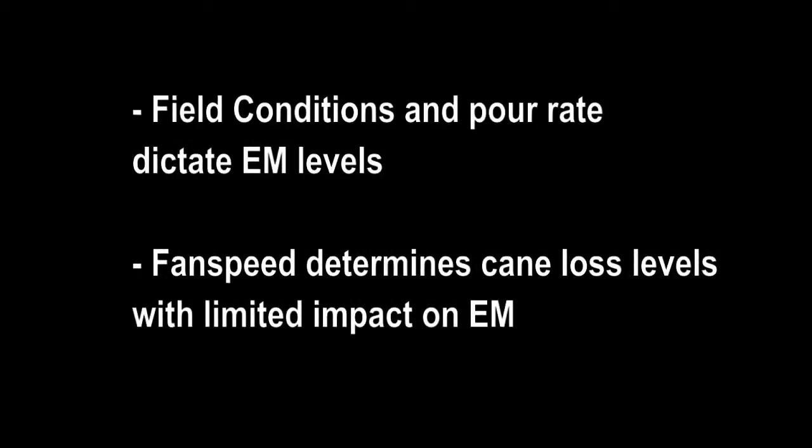Harvester trials in the past have identified a number of basic harvester performance principles. Field conditions and pour rate dictate EM levels, but not fan speed. Fan speed determines cane loss levels with limited impact on EM. One of the key learnings from green cane harvesting trials is that the main driver of cane quality is the field conditions faced by the harvester.